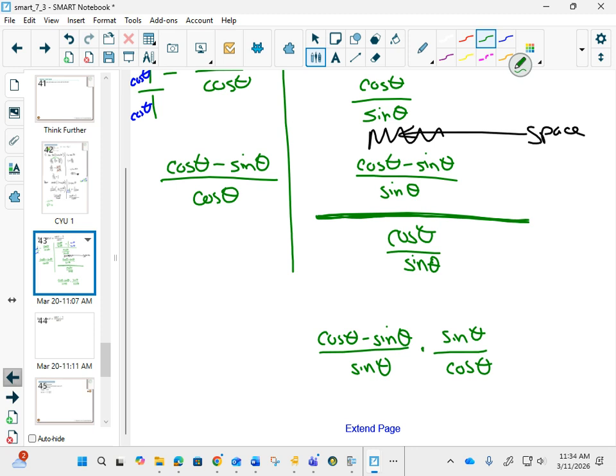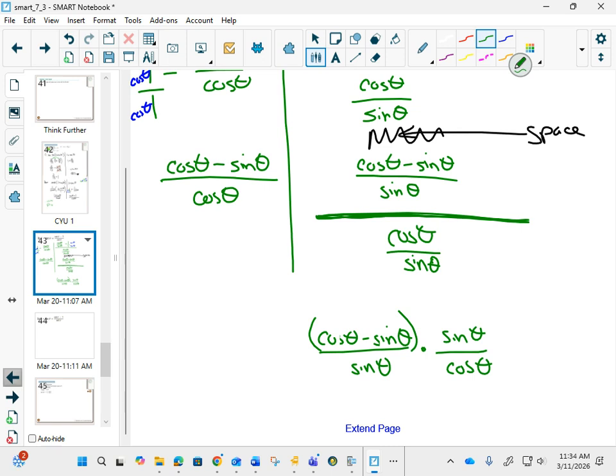And factors are joined with adding and subtracting. So I'm going to add brackets to this one. This has to stay together. I cannot cancel this sine with this sine. I cannot cancel this cos with this cos, because this is one full factor, and the only way you could simplify it is if you had the exact identical thing on the bottom.